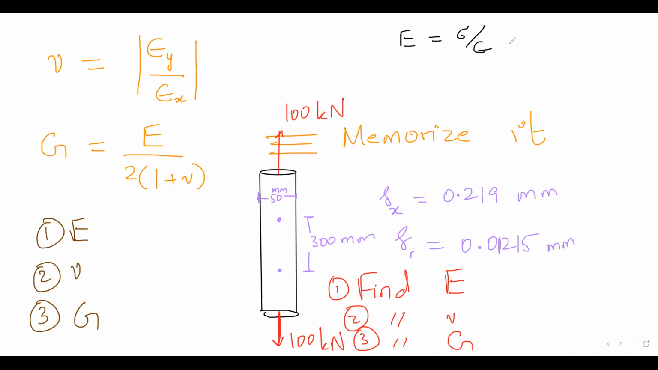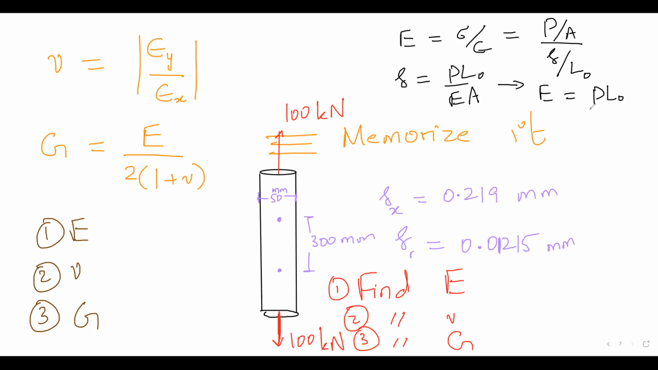So E is equal to stress over strain. Stress is equal to force per unit area. Strain is change in length by original length. This is PL over EA. PL nod, if anyone wants to call it. And then this will give me E equal to PL nod over delta A.